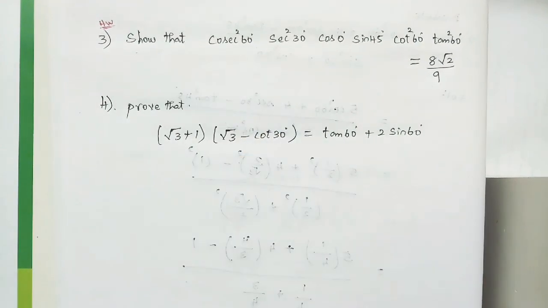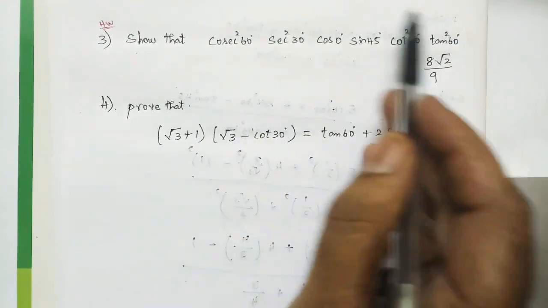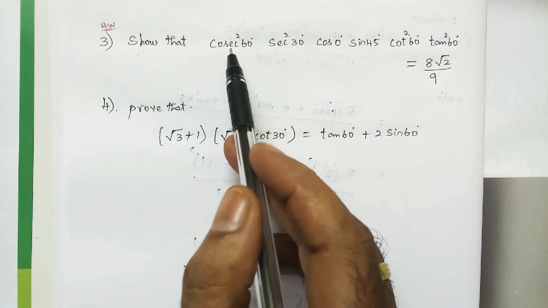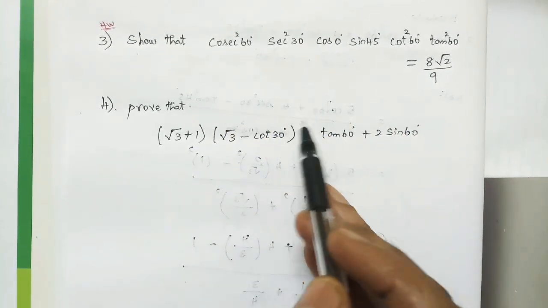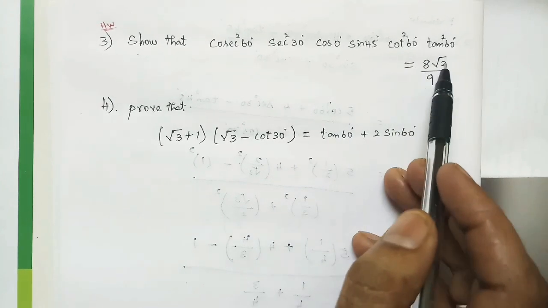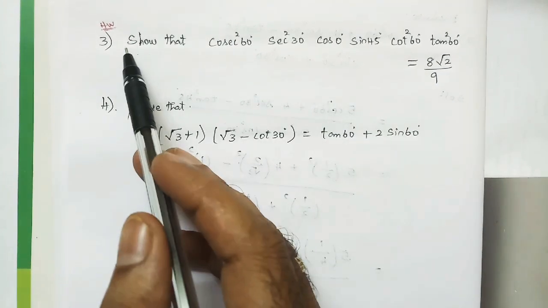So what we have to do is take the LHS, substitute the values of cosec 60, sec 30 and all the values, and simplify. Finally, what you should get is 8 root 2 divided by 9. You can take this as homework, right?